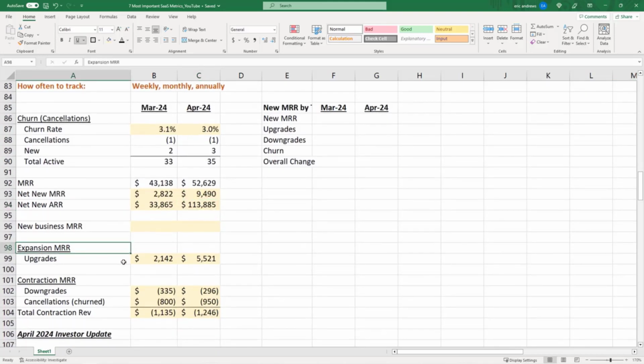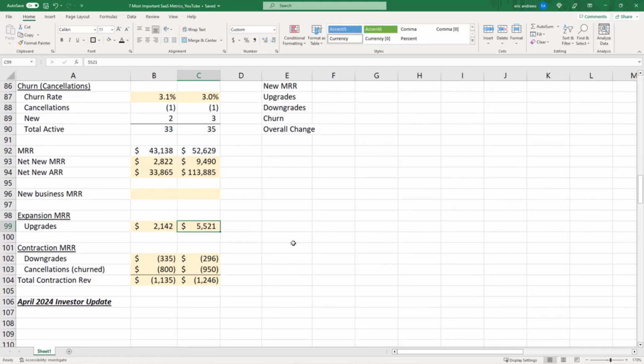Now here you can see expansion MRR. These are upgrades, people that are purchasing more seats, etc. for April. In April, a lot of expansion revenue, 5,500. Overall revenue increase was 9,500, and more than 50% of it came from expansion. So that is really, really positive.